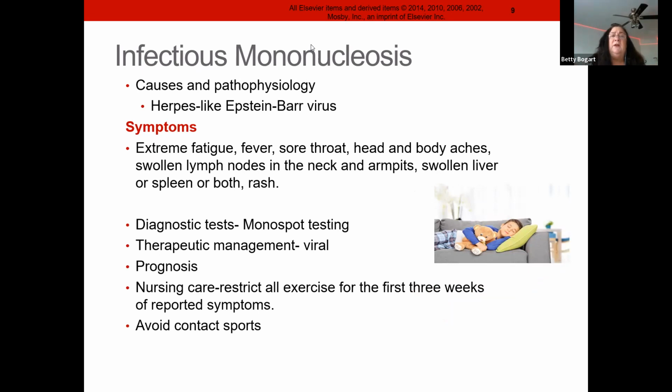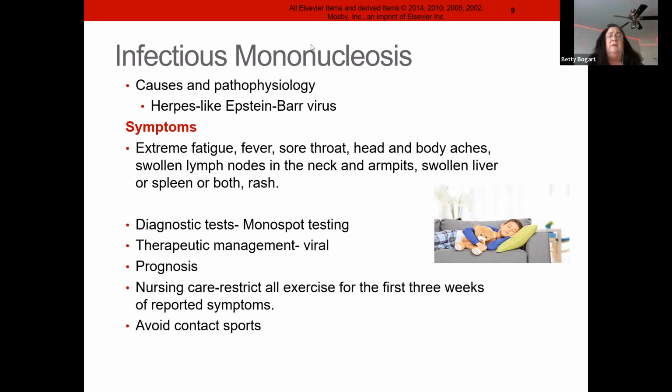Now, infectious mononucleosis, we've heard about this, right? This is the kissing disease. This is drinking somebody else's cup of water, juice, whatever, and it's a virus. It's a herpes-like Epstein-Barr virus. So no big deal, right?